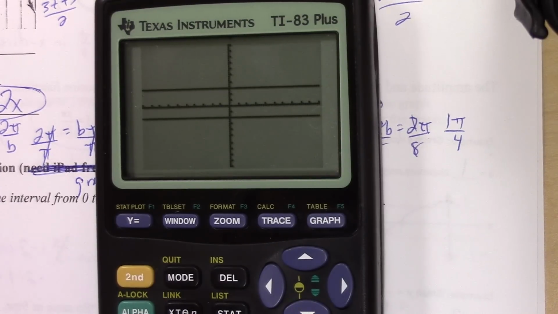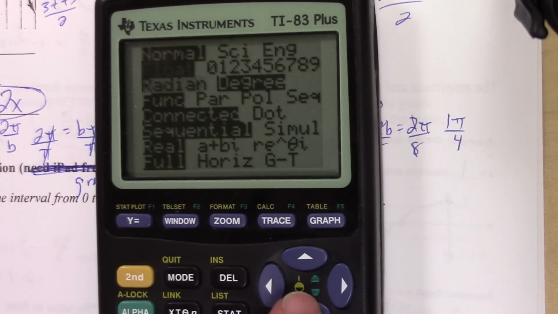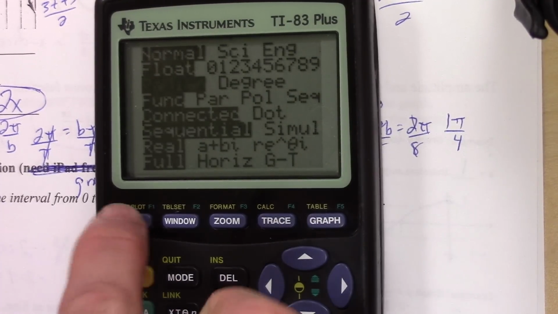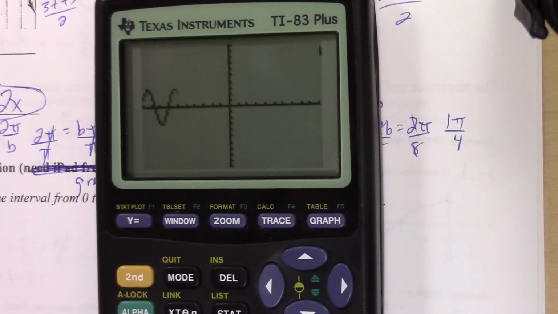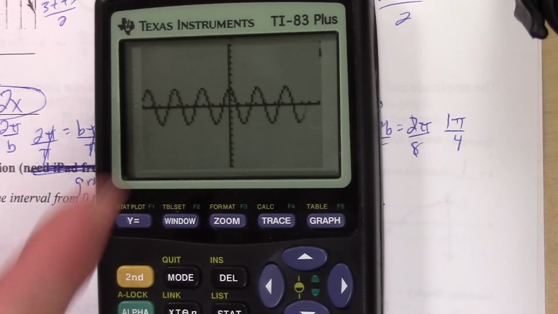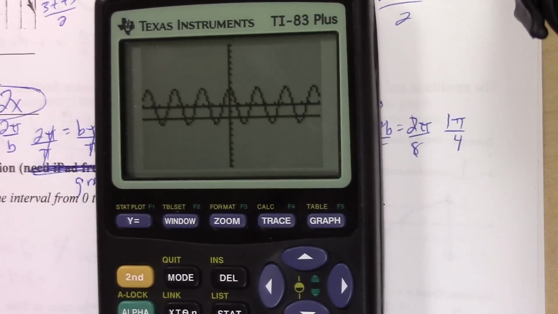So I'm going to press the mode button, right next to the second button. Make sure you go down to where it says radians, and press enter so it switches into radians. Now I can do the same thing: go to y equals, make sure my graphs are good, and go to graph. Now you can see what we've come to expect out of these graphs. Cosine starts up here, down, down, up, and up. And you can see where they intersect.